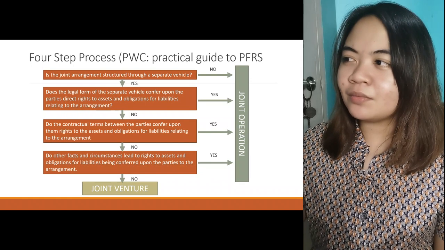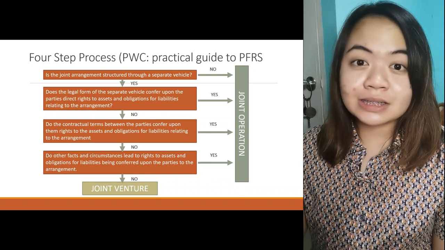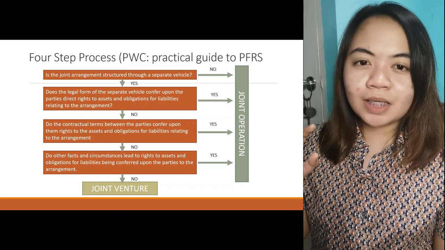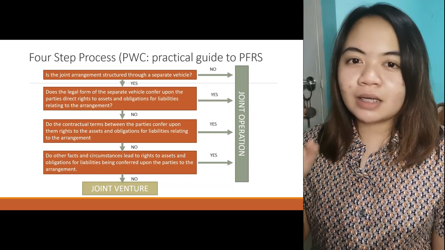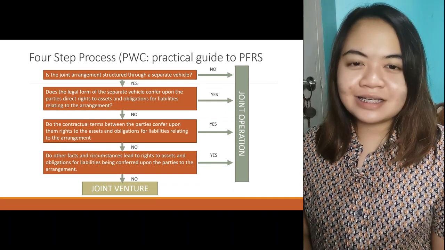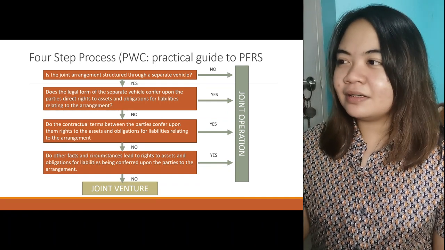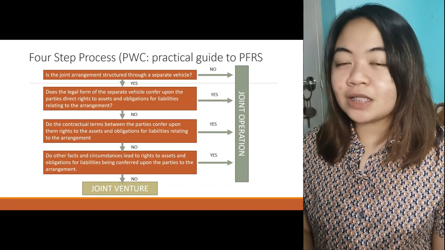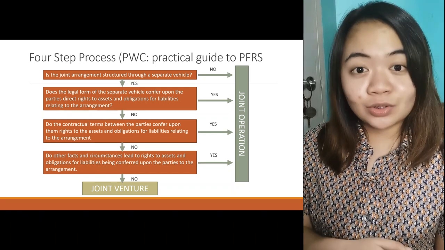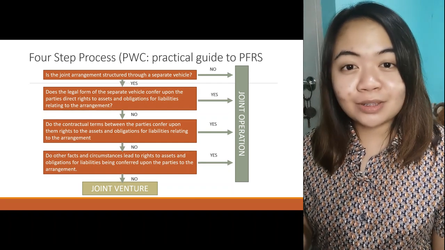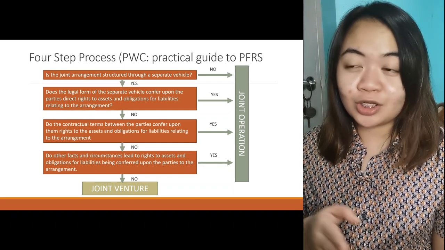Okay, so here we have the four-step process. I got this from a discussion made by PwC, a practical guide to PFRS. To guide you, is the joint arrangement structured through a separate vehicle? If the answer is no, it's a joint operation again. Okay, if the answer is yes, ito yung sinasabing, it's either a joint venture or joint operation.